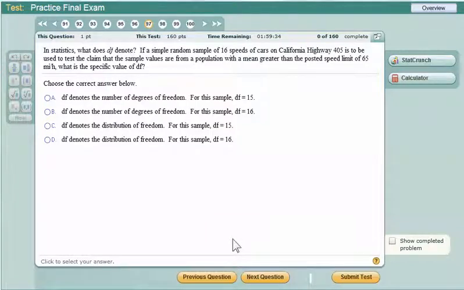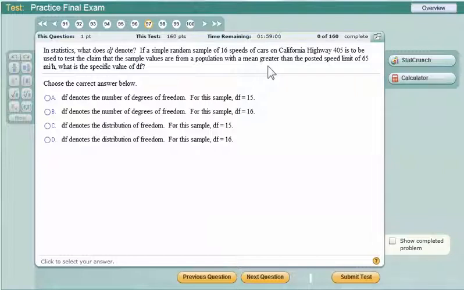So this is a kind of unintimidating question. It just says, in statistics, what does DF italicized denote? Most times we just write DF, but anyways, in a simple random sample of 16 speeds of cars on California Highway 405 to be used to test the claim that the sample values are from a population with a mean greater than the posted speed limit of 65 miles per hour, what is the specific degrees of freedom?